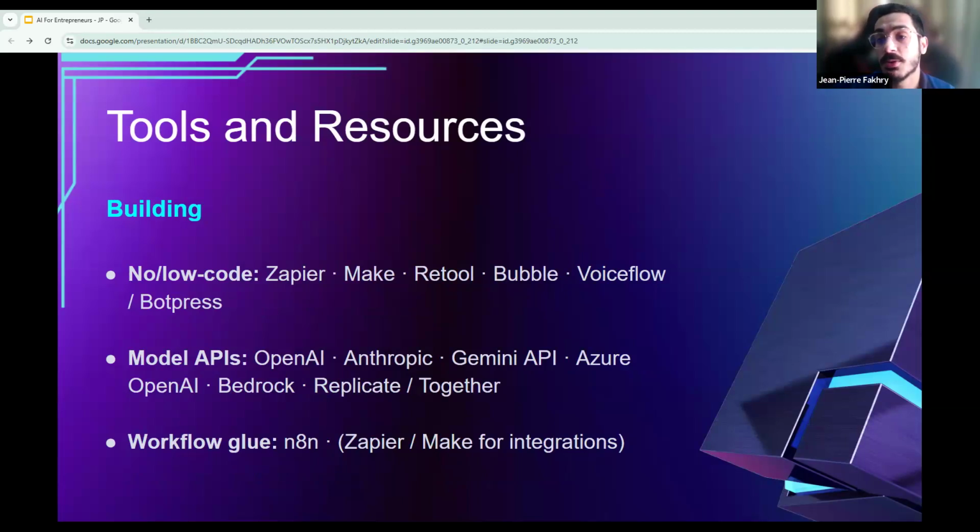Zapier is one of the most widely used automation platforms in the world. It has over 2 million businesses using it as of 2024. This number is massively more now. And the core concept is very simple. You really just connect two apps, with something that we call a trigger in one app that automatically triggers an action in the other.